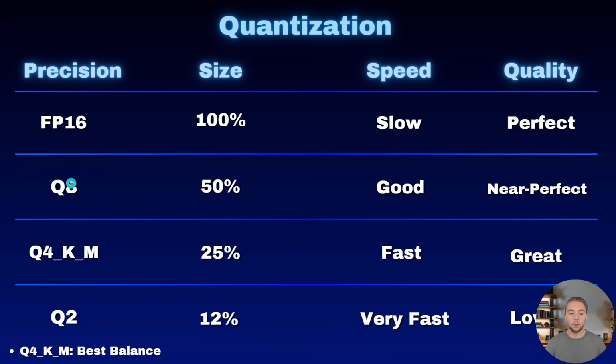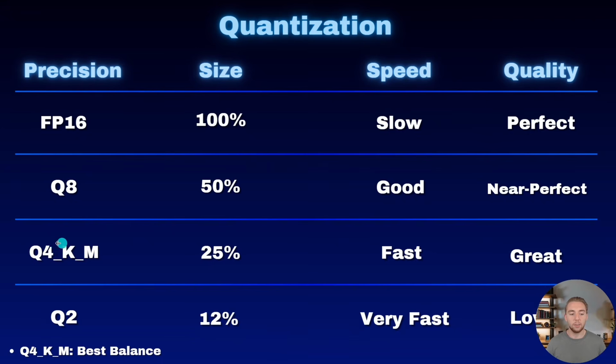And then going down to a Q8 precision, so it's half the size, the speed is going to be a lot better, and the quality is near perfect. So it's not like performance is cut in half just because size is. You still have the same number of parameters, each one is just a bit less precise, and so you're still going to get almost the same results.